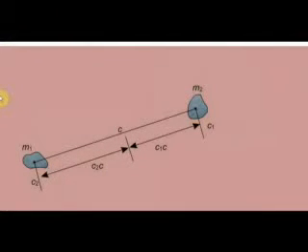Now we will try to find the center of mass of a two particle system. So here we have two particles with mass. This is m2 and this is m1. So the center of mass of m2 is c2 and center of mass of m1 is c1. Now we will find the center of mass of this two particle system.